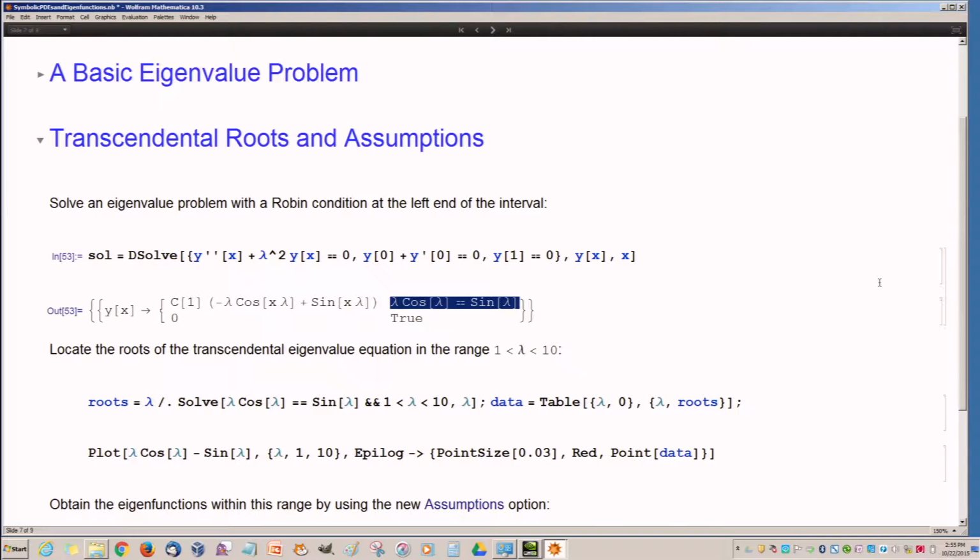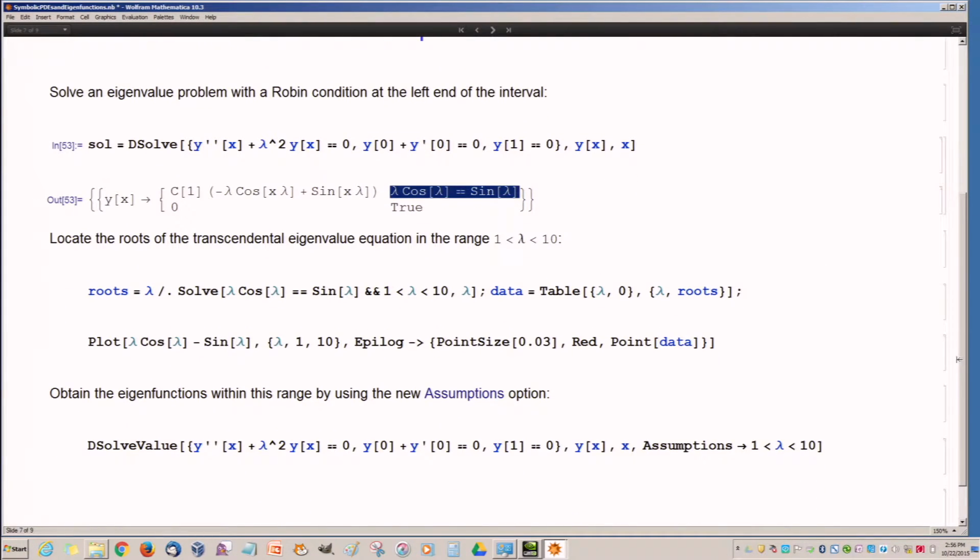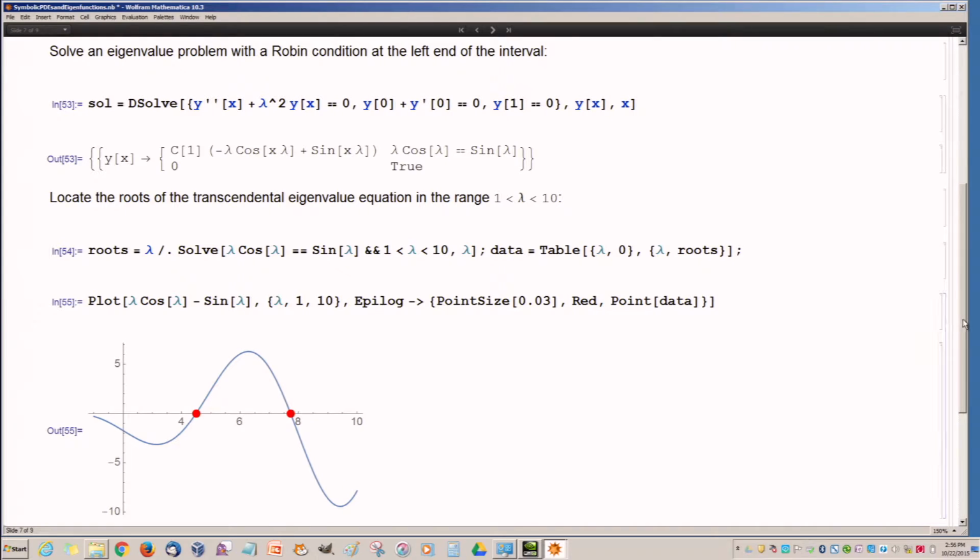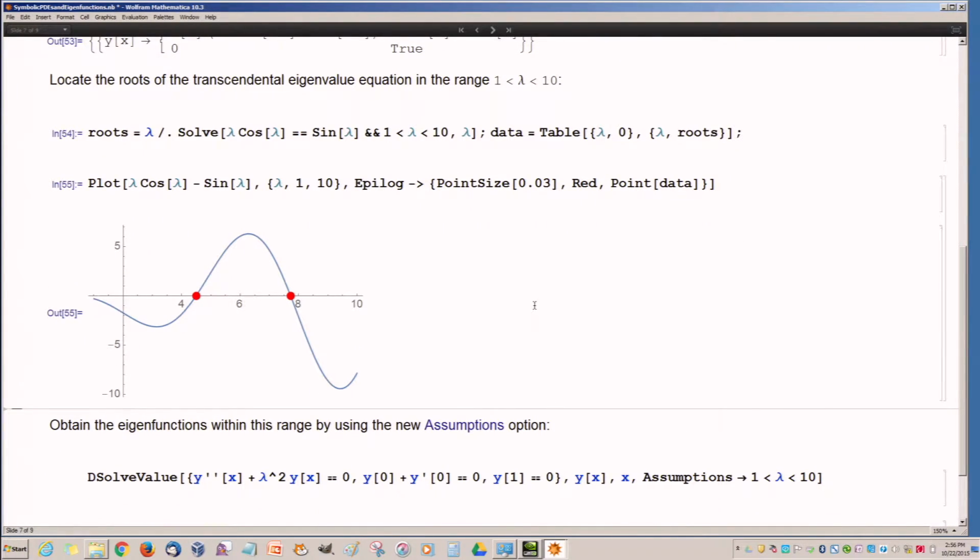Okay, then if you look at a typical textbook on differential equations, they will then try and solve the equation by plotting, and they'll find that, oh, there are two roots between 4 and 10, but we can't do that, so we want to automate everything.